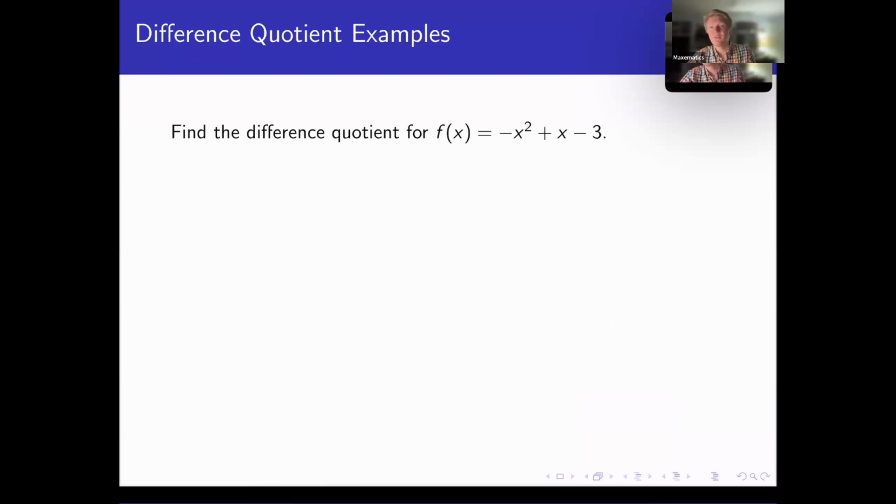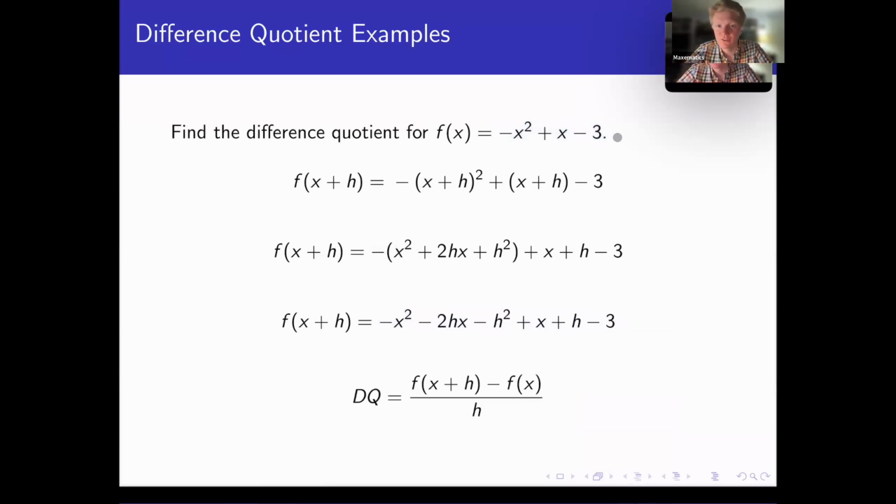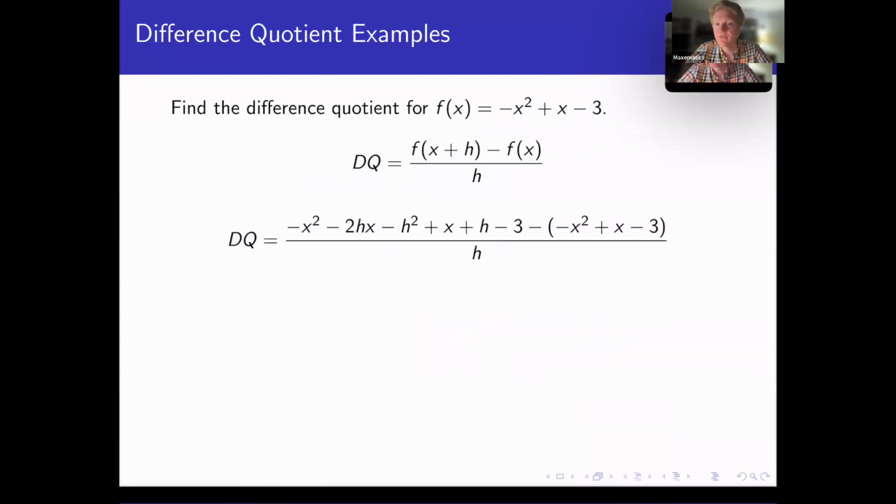So for the difference quotient, we need f of x. We need f of x plus h. We need h. h is just h. f of x is just itself, but we need f of x plus h. Wherever we see x, plug in x plus h. We're going to FOIL x plus h squared. We're going to distribute this outer negative sign. And now all of this information, f of x plus h and f of x, are going to go into the difference quotient. Alrighty, how beautiful.